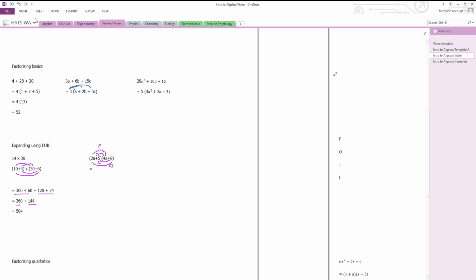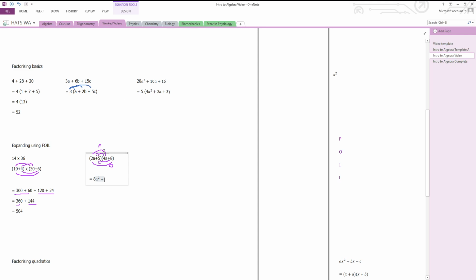So let's go and actually solve that now. So 2a multiplied by 4a, let me grab the squared term again. So we've got a times a is going to be a squared, but we'll have 2 times 4 is 8, so it's going to be 8a squared.